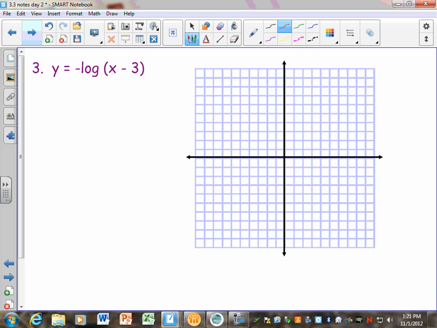y equals negative log of x minus 3. Again, your book likes ln and it likes common logs. Those are the ones that are used the most in applications. That's why your book picks those the most. I like other ones because it makes you do it without a calculator.